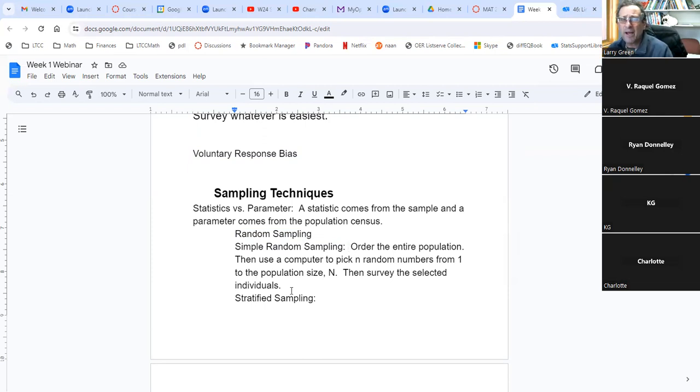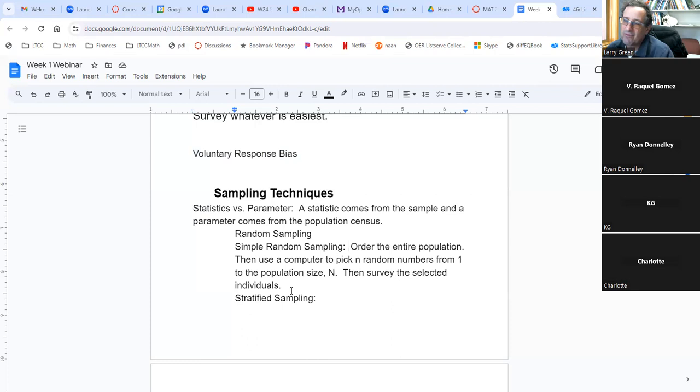And just a note about random sampling, let's see if you can do it. Just off the top of your head, pick a random number between 1 and 10 and type it in the chat box. Okay, so I'm looking at them.